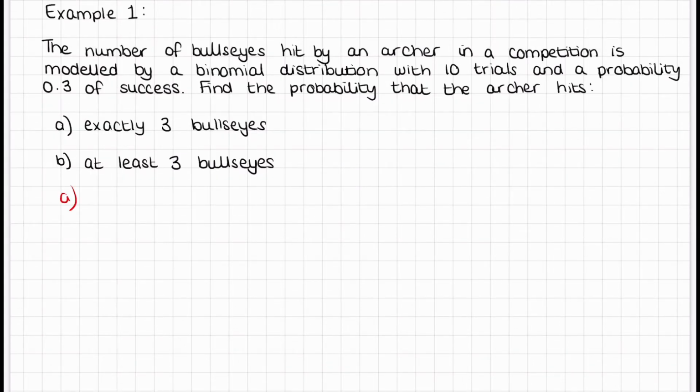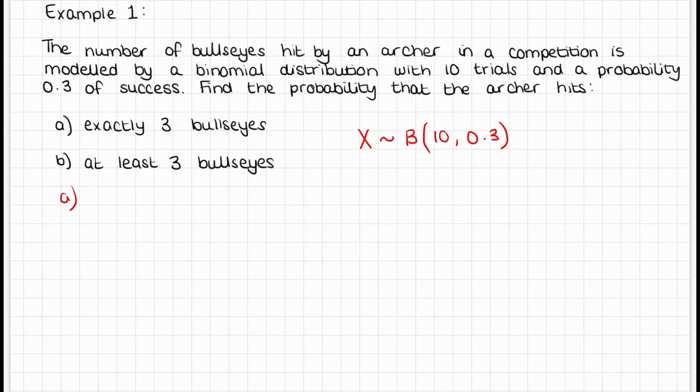So part A, exactly 3 bullseyes. So with this, we start with our binomial. So we have x, little squiggly line, b for the binomial, and our number of trials is 10 from the question and our probability of success is 0.3. So this is the information we need.